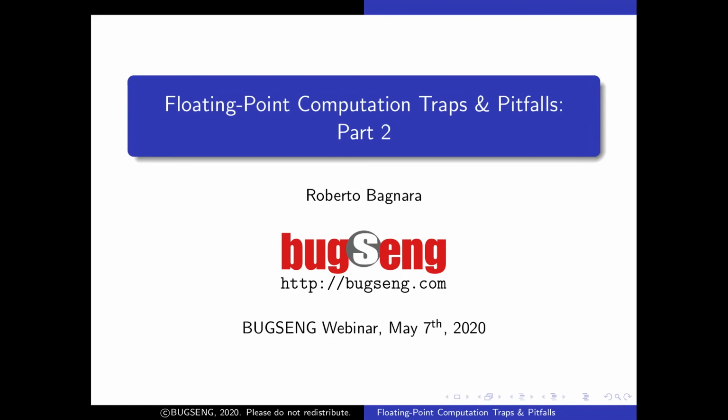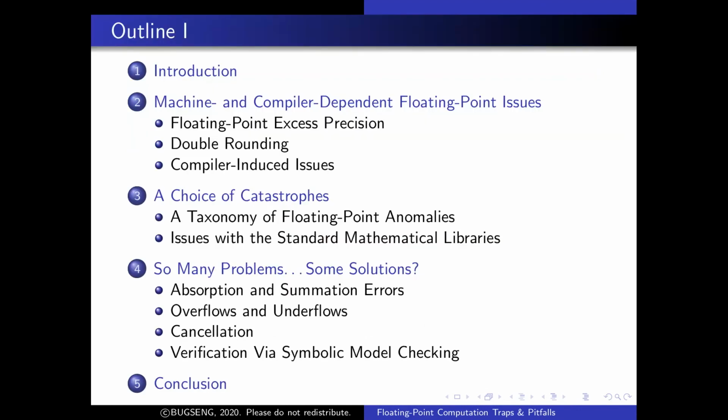Okay, thank you very much for the introduction and welcome everybody to this second part of the floating point computation, traps and pitfalls series of webinars. So here is the schedule for today. I will recall very briefly what we did a couple of days ago. Then I will go through some machine and compiler dependent floating point issues. I will then present things that may go seriously wrong in floating point computation. And then after having seen so many problems, I will offer some solutions.